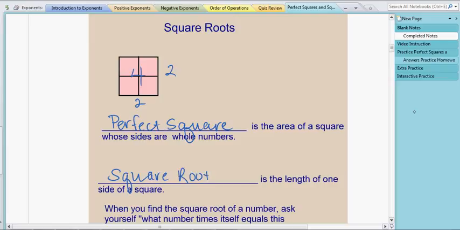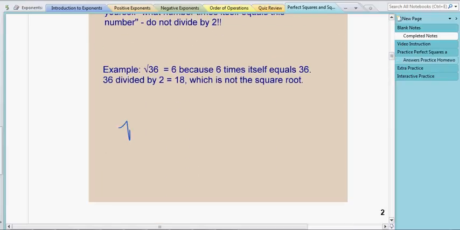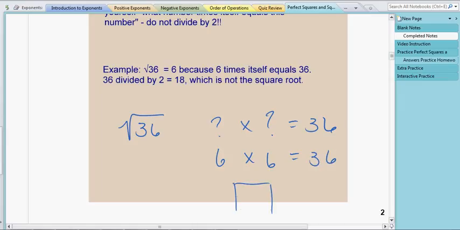When you find the square root of a number, ask yourself what number times itself equals this number. Do not divide by 2. So, for example, if I'm finding the square root of 36, I don't say what's 36 divided by 2. Instead, I ask myself what number times itself equals 36. 6. 6 times 6 equals 36. So you're thinking of a square that has a length of 6 on each side, and to find the area you multiply 2 sides, which gives you 36. So that's where square root and perfect square come from.